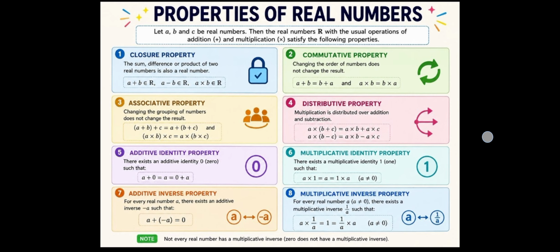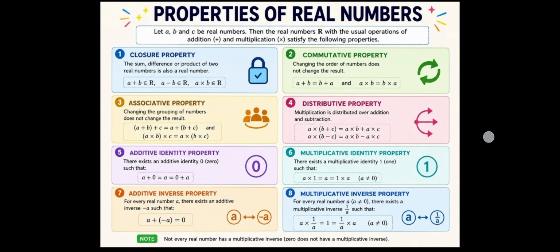Now we have the fifth property, additive identity. Now what is additive identity? Whenever we add 0 with any real number, we get the same number as the answer. So a plus 0 is equal to a, or 0 plus a is equal to a. Means whenever we add 0 with any real number, we get the same real number as an answer.